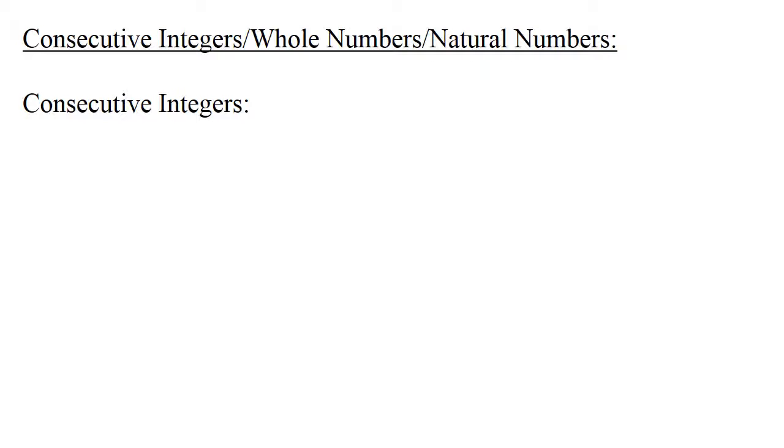Consecutive integers, and again, this applies to whole numbers or natural numbers. If you look at consecutive integers, we see that they are 1 unit apart. So if I start with the first number, the next number would be 1 more than that. And then the next number after that would be 1 more than the last one, which would be 2 more from where I started. So you're always referencing the starting number. So 1 more than the starting number, 2 more than the starting number, 3 more than the starting number, and so on.